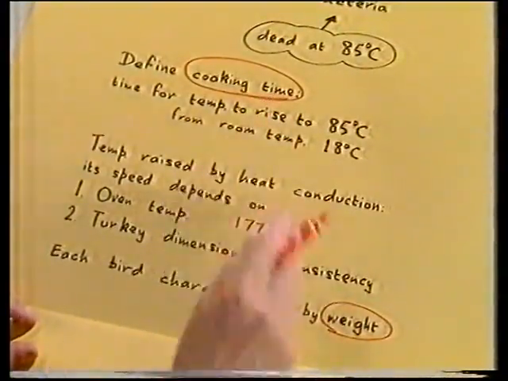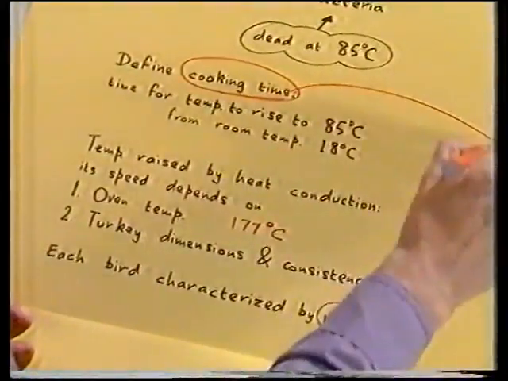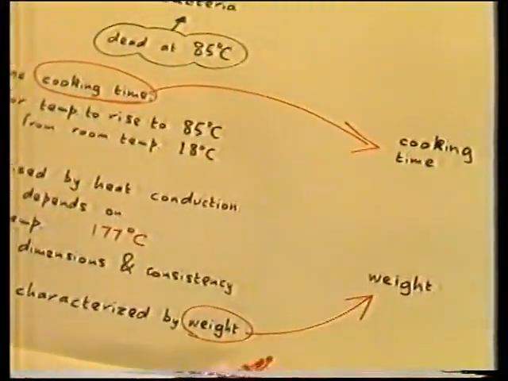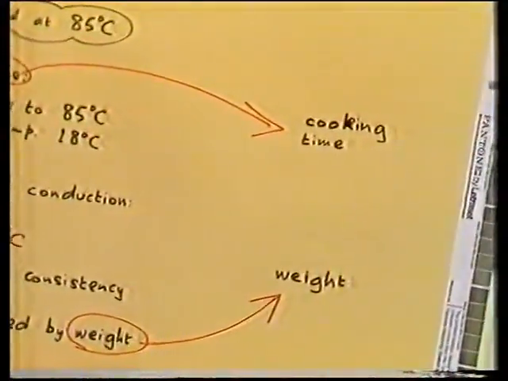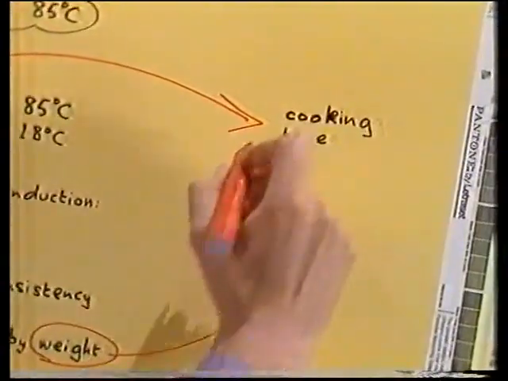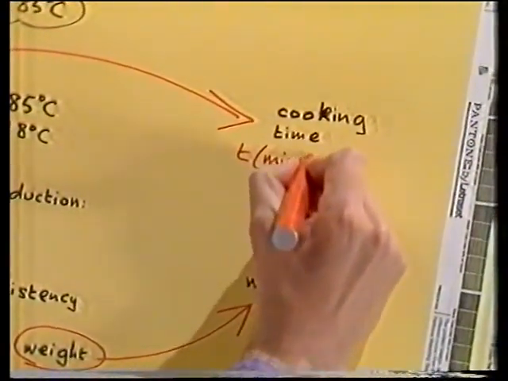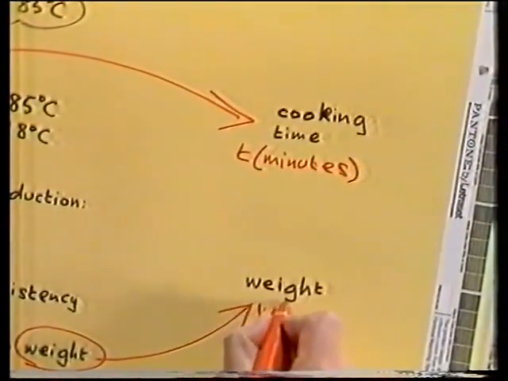Both of these are variables. That is, they're quantities which can be measured. I'll represent each of them by a symbol and specify some appropriate units. So T is the cooking time in minutes, and W is the weight in pounds.